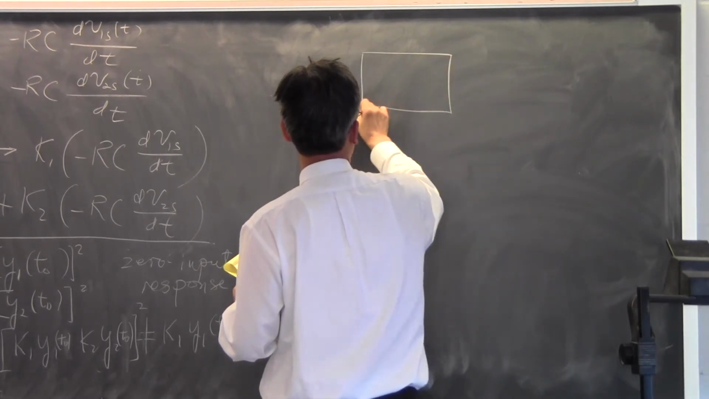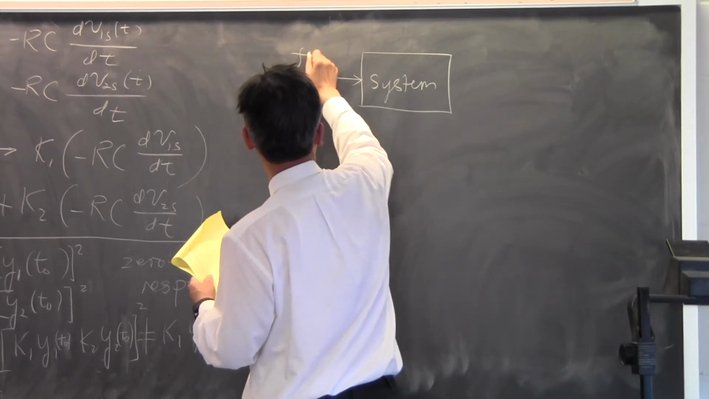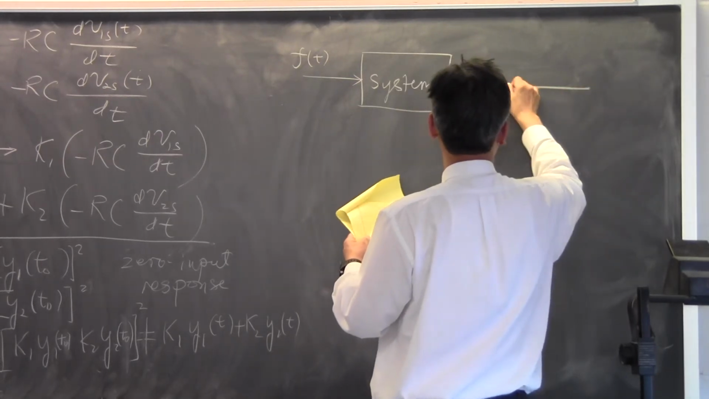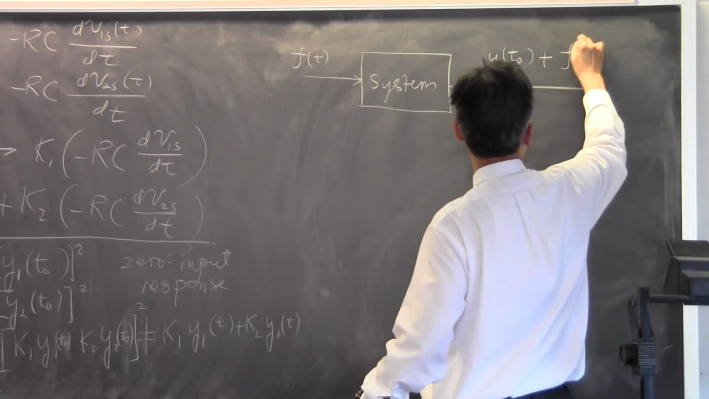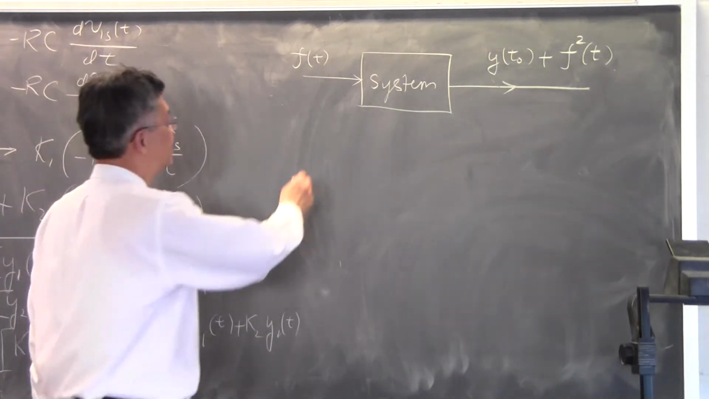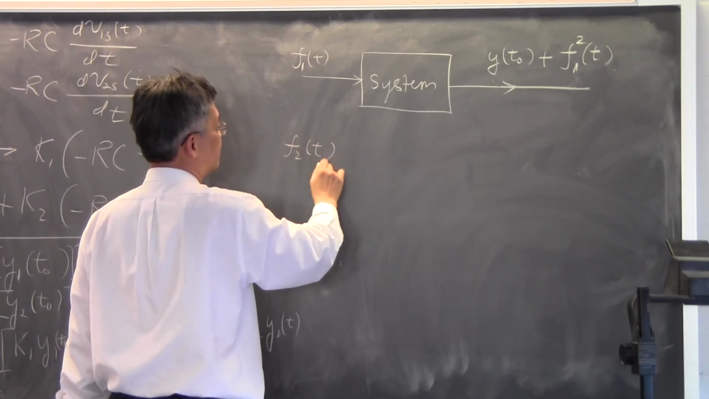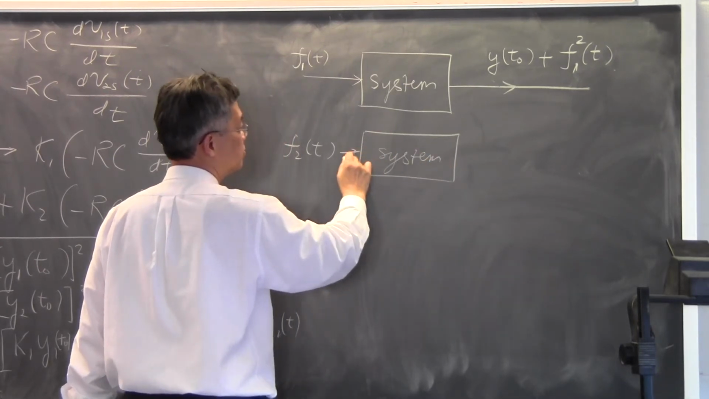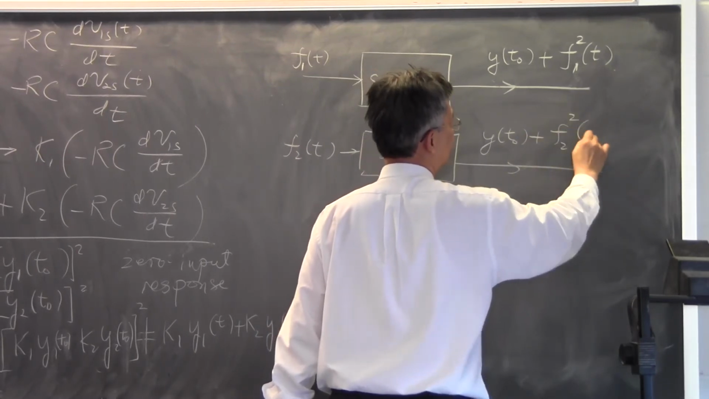You have a system, and then you have an input as f of t. And then what comes out looks like a constant that is independent of time plus f squared of t. Okay? You can easily test this, that if you have f1 as my input, and then if I have f2 of t as my input, then my output is y of t naught plus f2 squared of t.